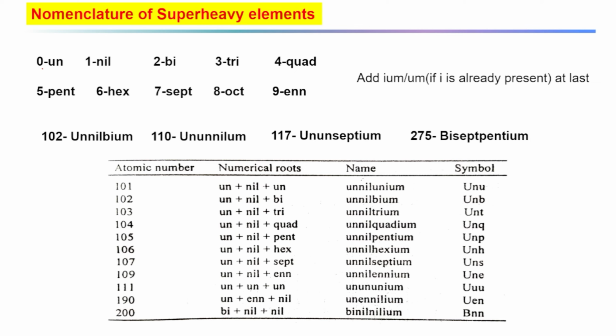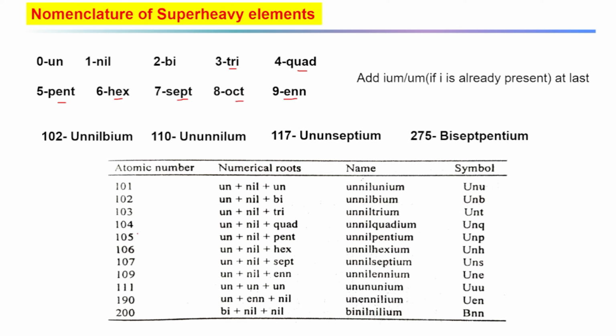So for 0 we will write un, for 1 we will write nil, for 2 we will write bi, for 3 we will write tri, for 4 we have to write quad, for 5 we have to write pent, for 6 we have to write hex, for 7 it is sept, for 8 we have to write oct, for 9 we have to write en.